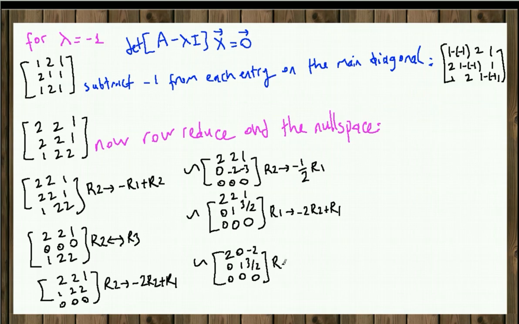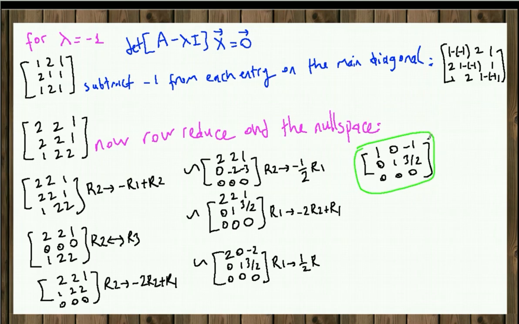Okay, this time row 1, let's multiply everything on row 1 by 1/2. So what we're going to get is 1, 0, negative 1, 0, 1, 3 over 2, 0, 0, 0. This is our reduced matrix.